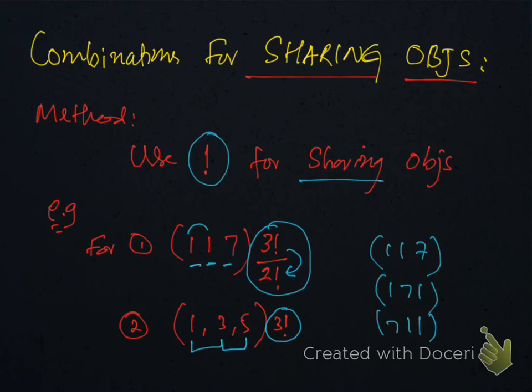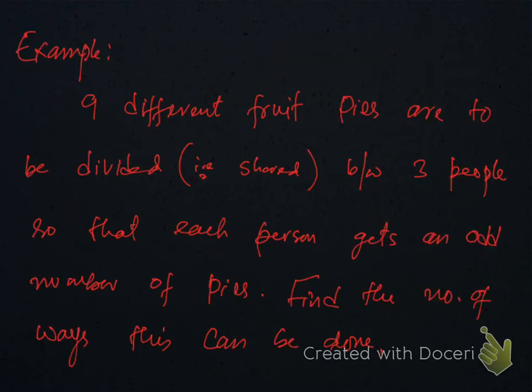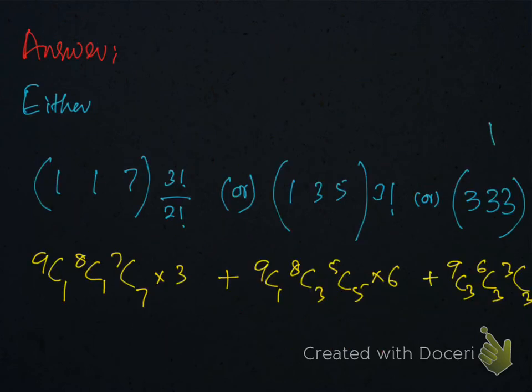When two are the same and one is different, in this case we have 2 same numbers, so 3 factorial by 2 factorial. What if we have all 3 same? For example, if we have all 3s, like here, this is just one way to arrange. No need to write factorial for this, because the arrangement will be 3 factorial over 3 factorial, which is 1.